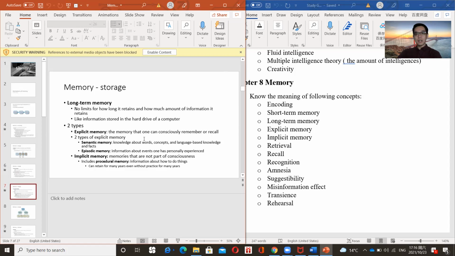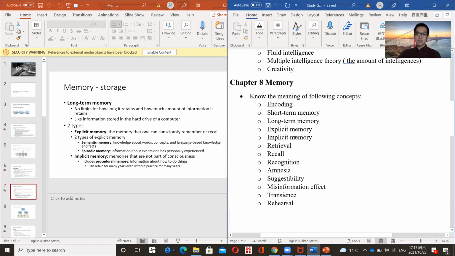And in the long-term memory, there are different types. One type is explicit memory, and another type is implicit memory. These two kinds of memory are both in the long-term memory. So what is explicit memory? Those memories can be consciously remembered or recalled. So we can remember those memories if we want. That is called explicit memory. It's in our consciousness.